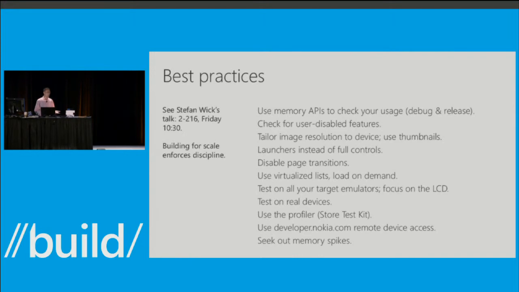Know which features in your app are consumptive of memory. You know where the hotspots are. Other things you can use, as I've mentioned already: check for features that the user has disabled, because there's no point loading up that additional DLL if they're not going to use that feature. Image resolution, and in fact screen resolution, are two different aspects of the same issue, I guess. Use launchers instead of full controls.